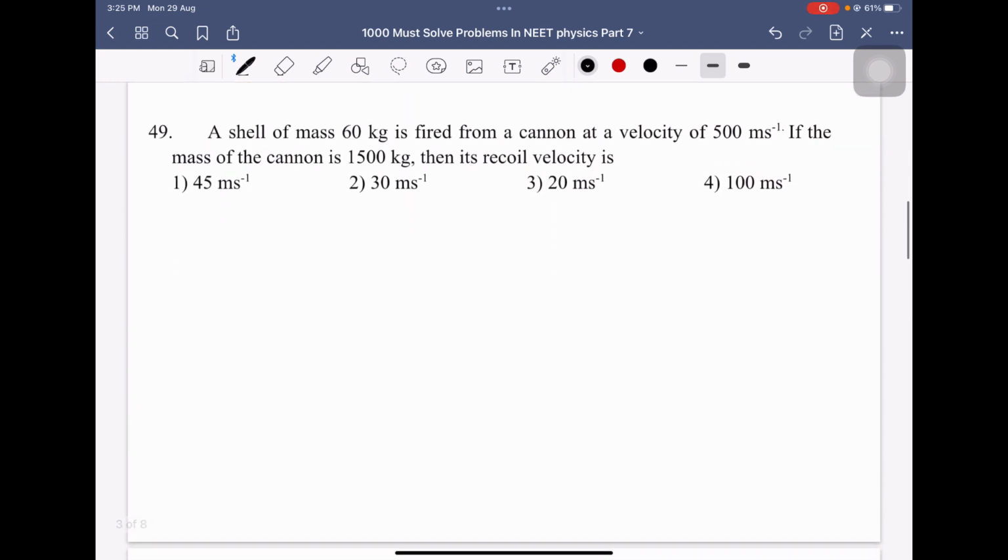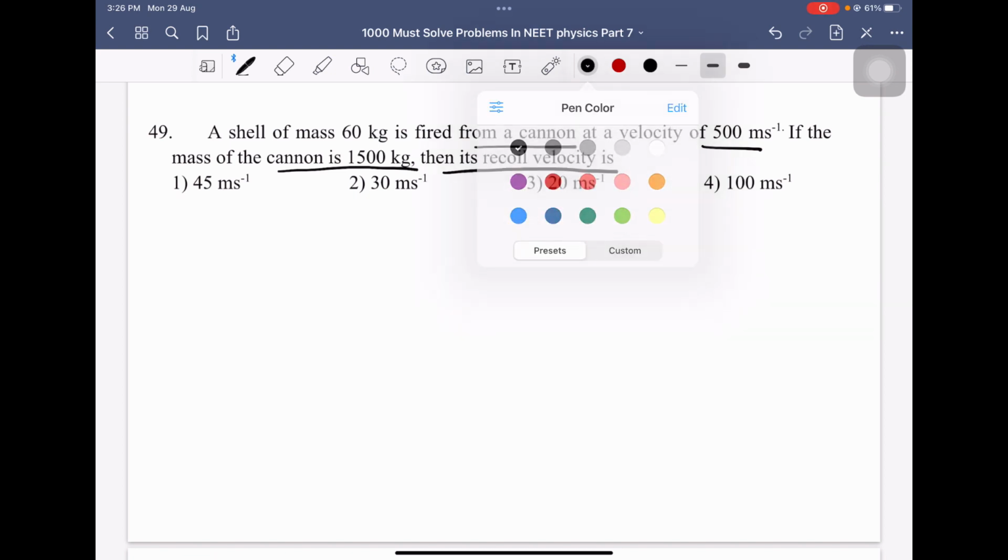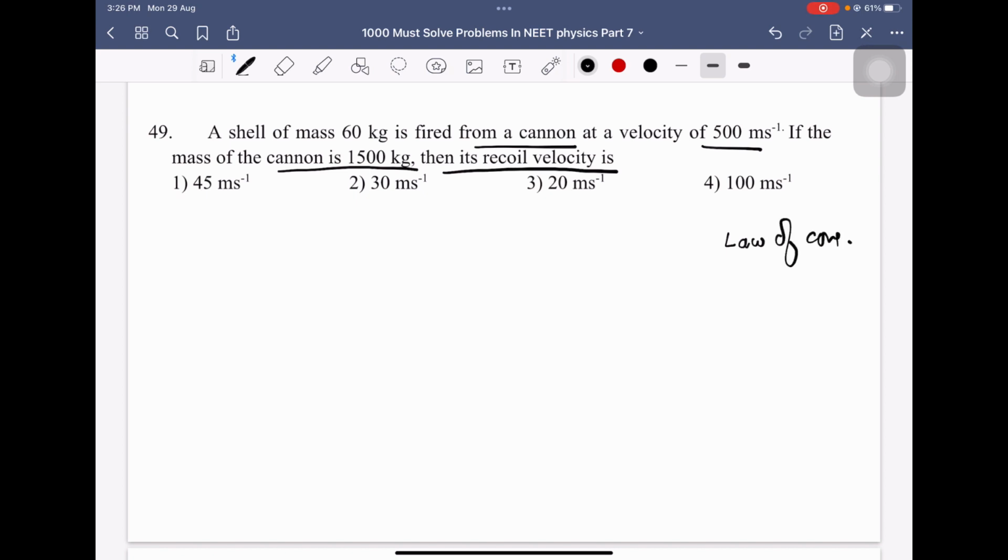Question number 49. A shell of mass 60 kg is fired from a cannon at a velocity of 500 meter per second. If the mass of the cannon is 1500 kg, then its recoil velocity is? This question is based on the law of conservation of linear momentum. Initial momentum of the system should be equal to final momentum of the system. So this is the concept.